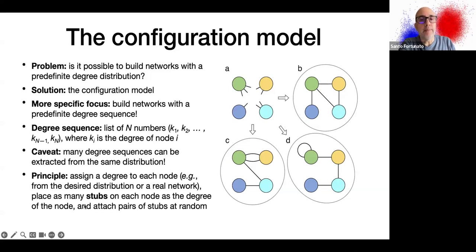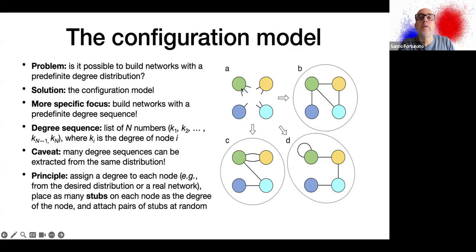So how do you do that? And then I'm going to tell you why we still use this extensively. I'm still using it today for at least a couple of projects. The way it works is that you decide what the degree sequence is. You decide how many neighbors you want the first node to have, the second, and all of the others. Once you do that, you attach to each node a number of broken lines like these ones, as many as the degree, the number of neighbors that you want this node to have.